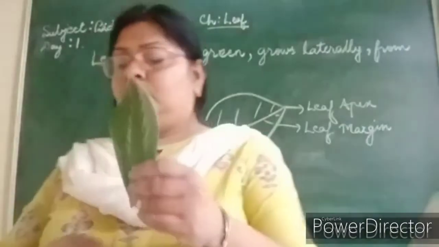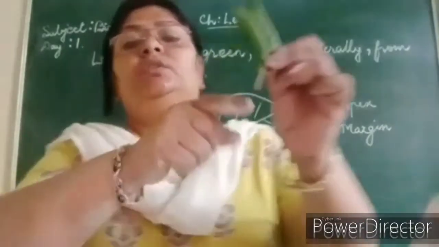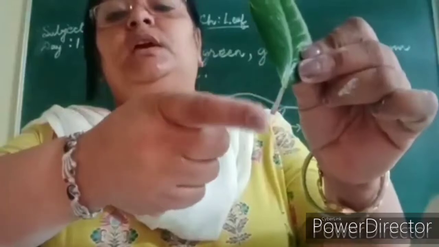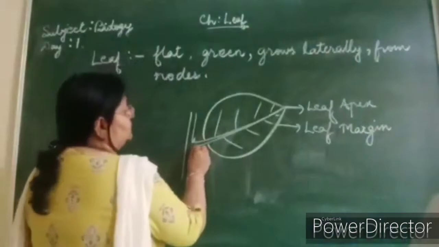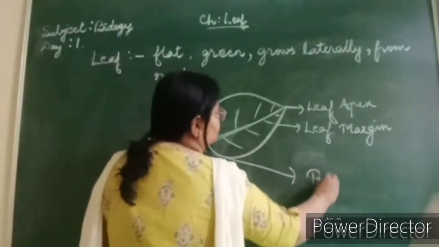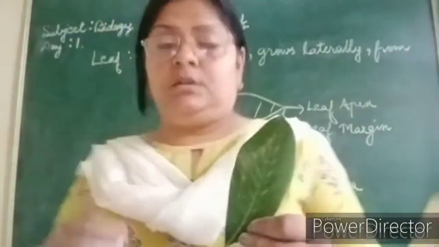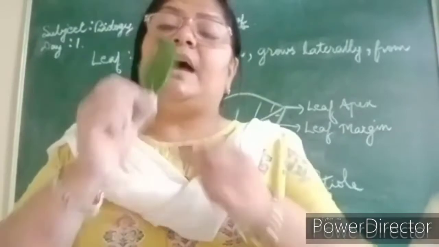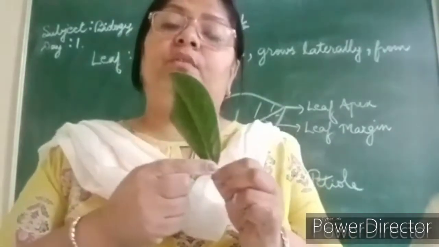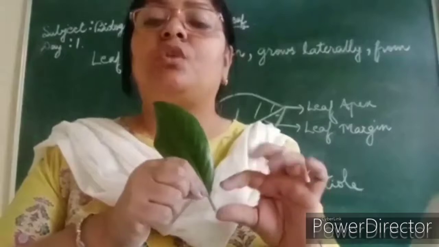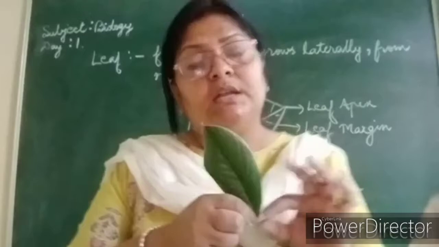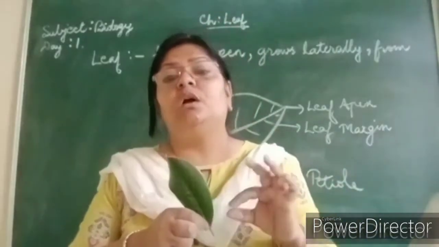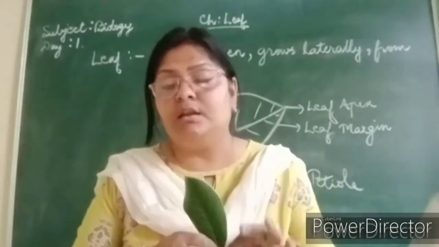Okay. Now the stalk of the leaf. You can see the stalk of the leaf. This leaf stalk is called the petiole. Now in some plants, the leaf stalk may be missing. Maybe the leaf is directly attached to the stem. The stalk is not there. Such leaves are called sessile leaves. Leaves which do not have a petiole are called sessile leaves.